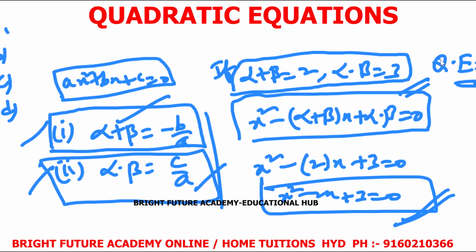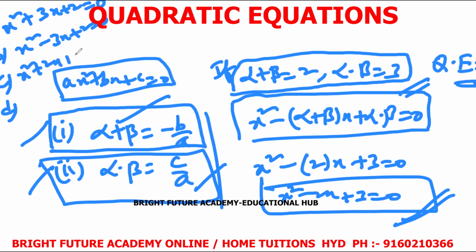The quadratic equation is the first equation x² + 3x + 2 = 0, then x² − 3x + 2 = 0, then x² + 2x + 3 = 0, then x² − 2x + 3 = 0. Which is the correct option? D. So in examination, what happened?